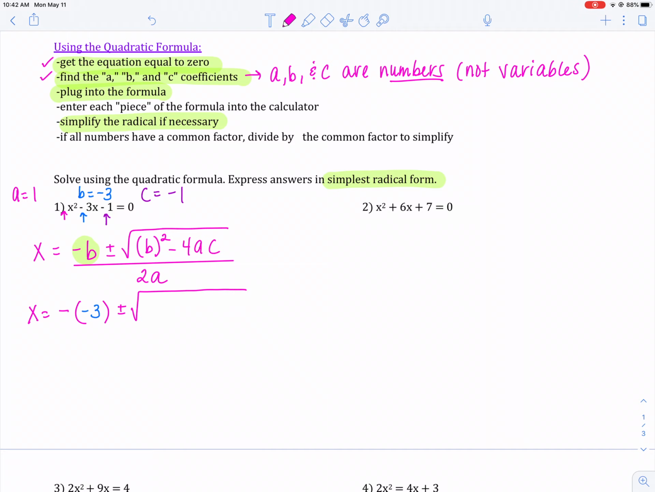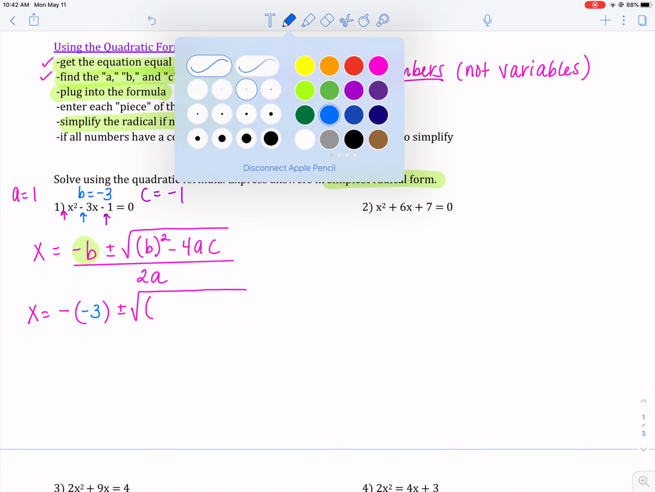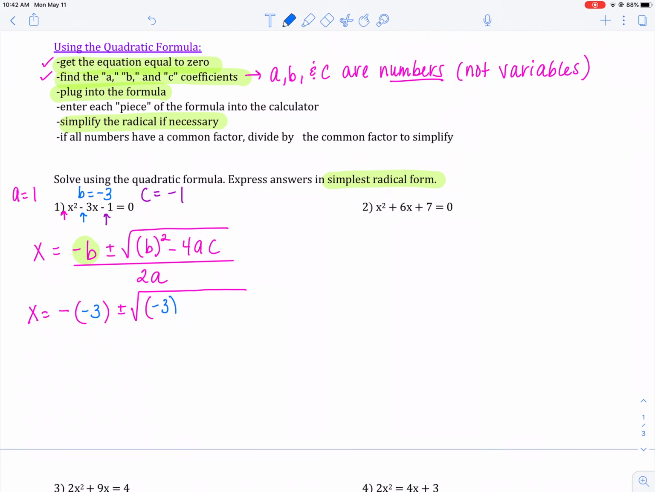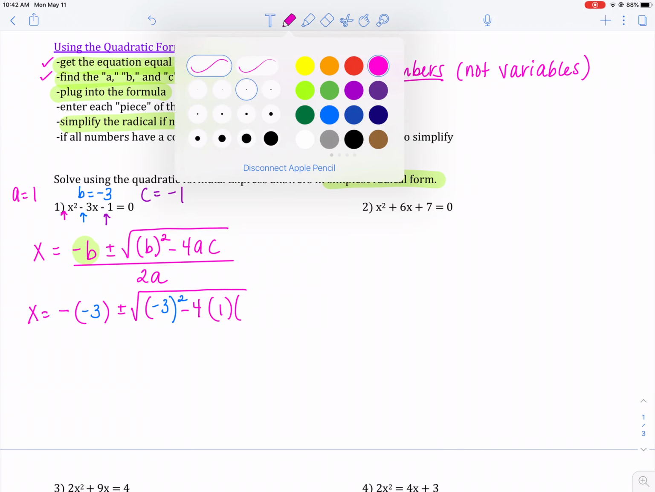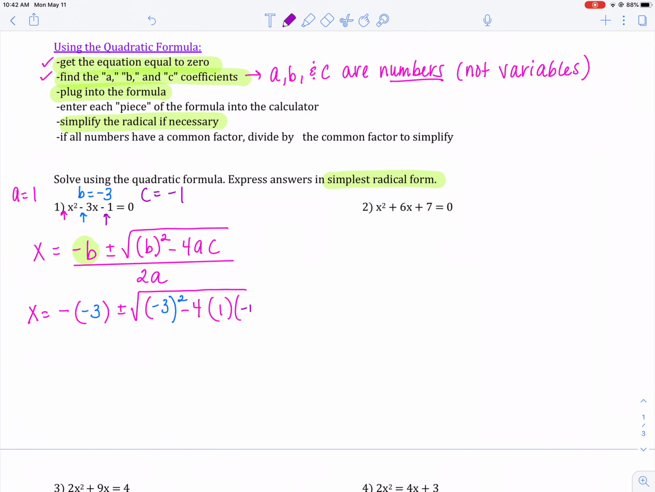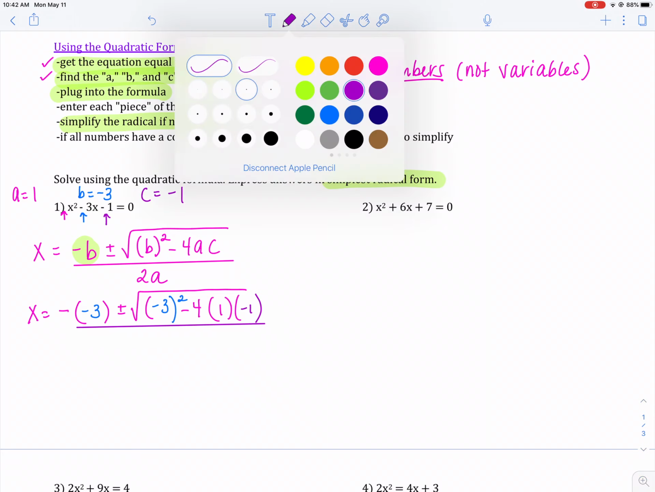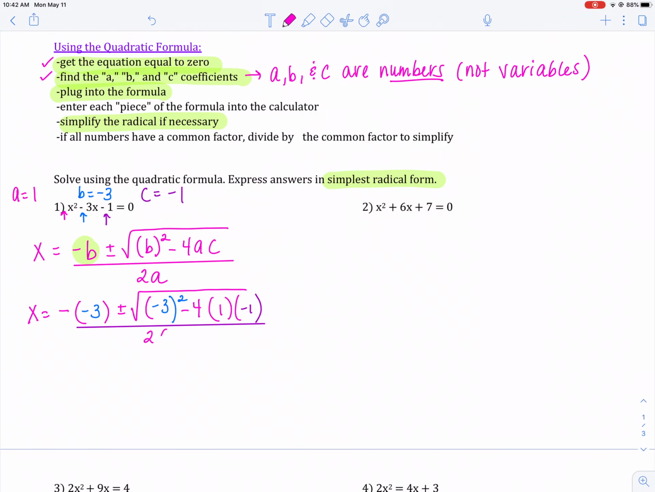Okay, and in parentheses, once again, my b value is negative 3, and I'm going to square it. And I'm going to do minus 4 times a, which was 1, and c, which was negative 1. And that entire thing is going to be over 2 times a value 1. Okay, so you need to soak that in a second.